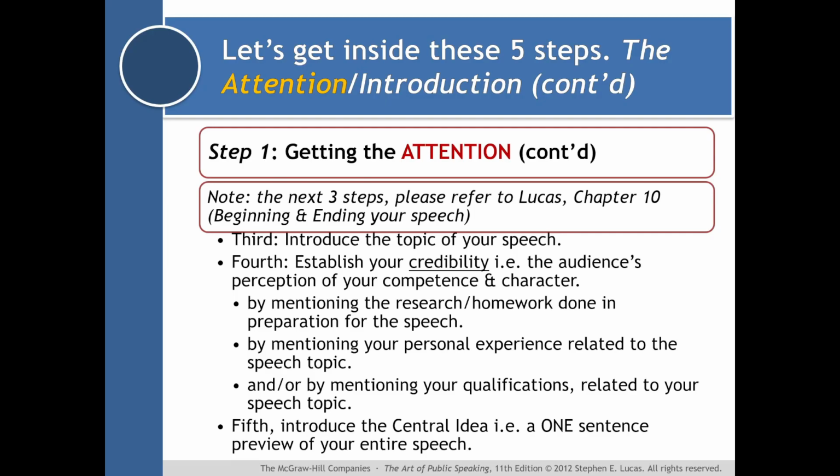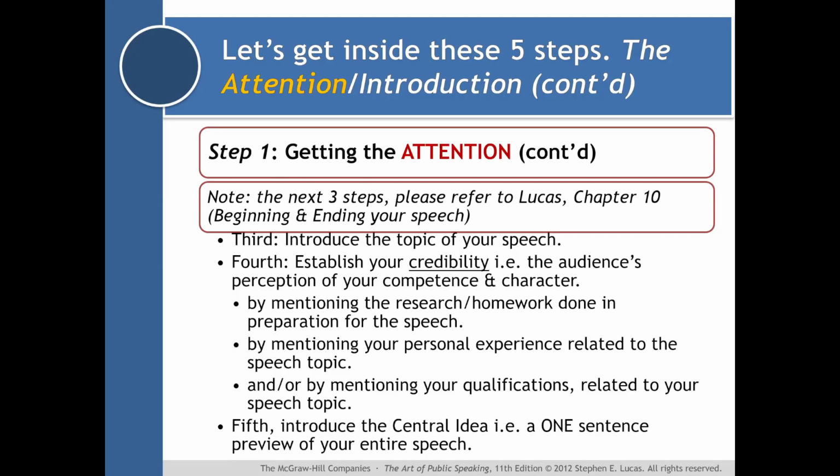Fourth, establish your credibility, which is the audience's perception of your competence and character. You need to show that you are a professional, you have done your study, you have done your research. So that is establishing your credibility. People will look at you and judge you based on how detailed you are, how clear you are, and how prepared you are. If you don't have the credibility, they won't even trust you.